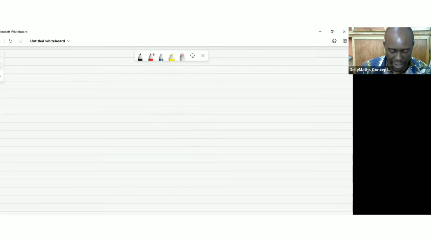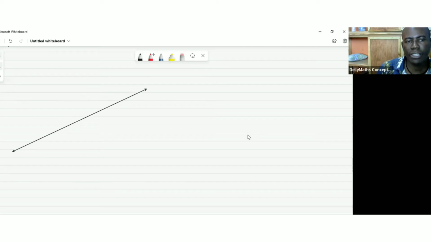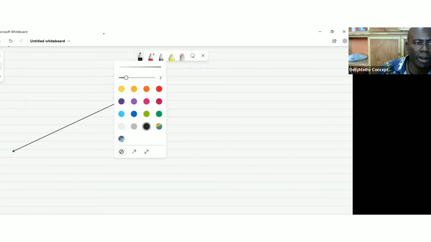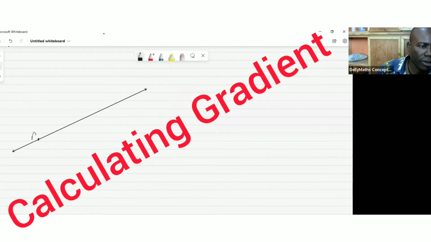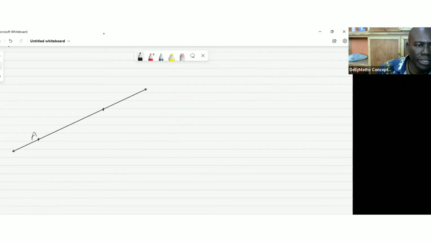Today, what we want to look at is how do we find the gradient of a line, or how do we calculate the gradient of a line when we're given 2 points? I'm just saying that there are 2 points on this line. So let me just mark them. There's a point here, and they call it A, and there's another point here, and I call it B. Let's say the coordinate for A is 2, 3, and the coordinate for B is 3, 7.